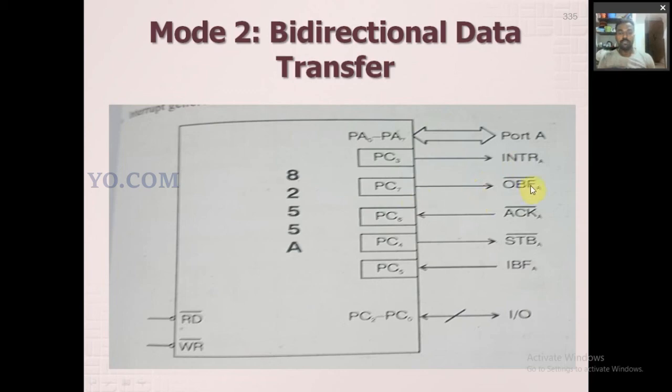Then port C7 is output buffer full. Port C6 is acknowledge. Then port C4 is strobed input. Then port C5 is input buffer full, and port C0 to C2 act as simple I/O. So this is bidirectional data transfer in mode 2, that is the I/O mode. So these are the different modes of the 8255 integrated circuit.